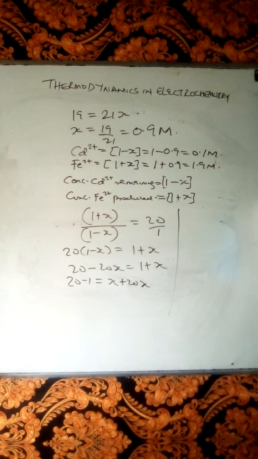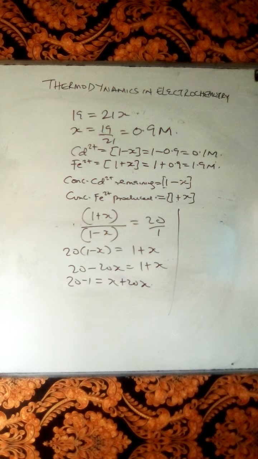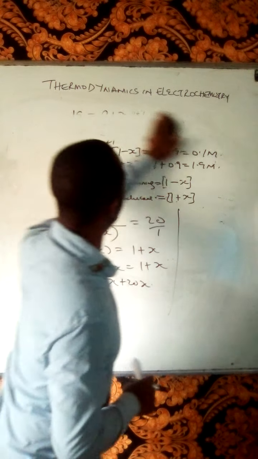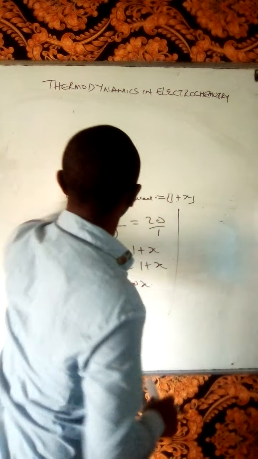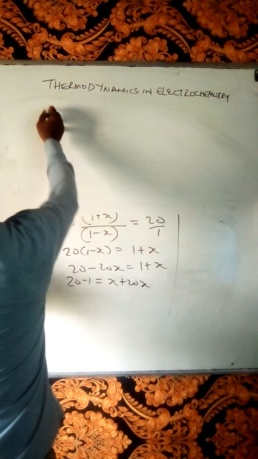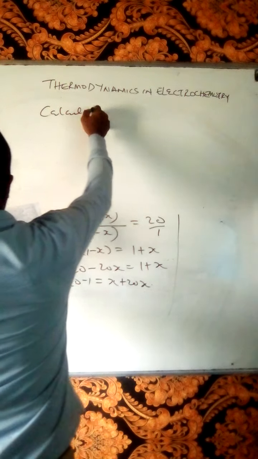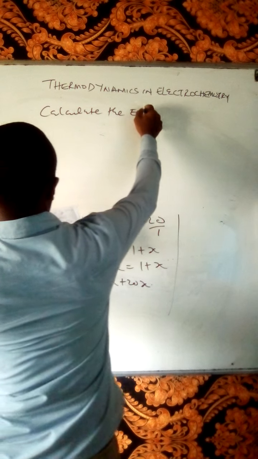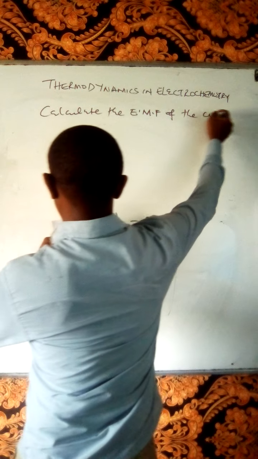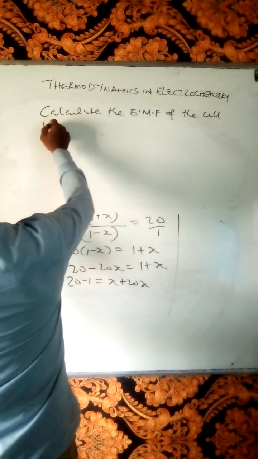So we take our final question for today on the Nernst equation. The question says, calculate the EMF of the cell in the reaction below.